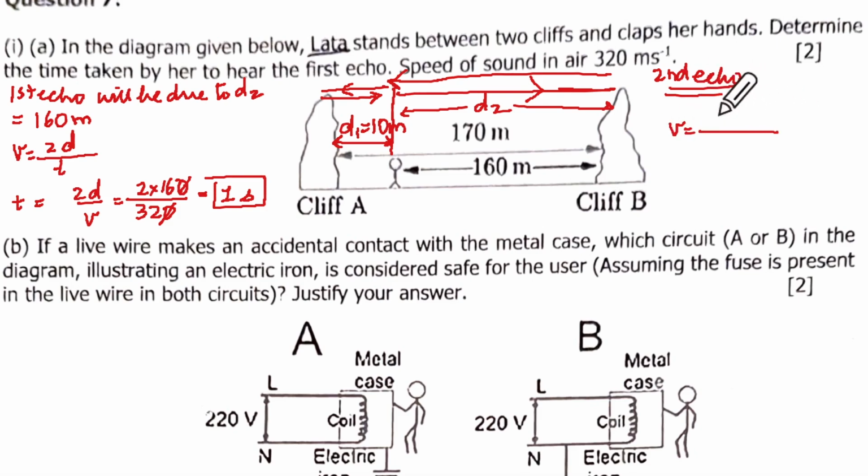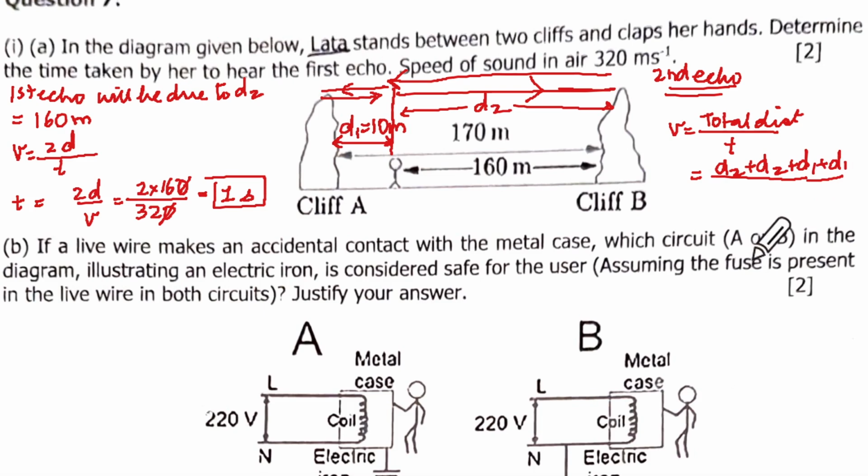V will be equal to, you can't write D2. You have to say over there total distance upon time. And what will be the total distance? Distance will be first D2, then it will again come back D2 plus D1, understanding? D1 and then D1.